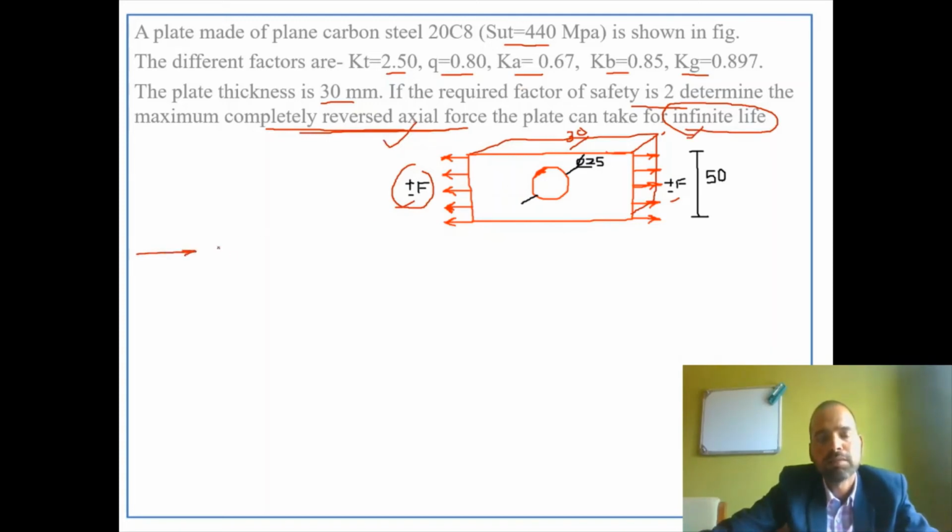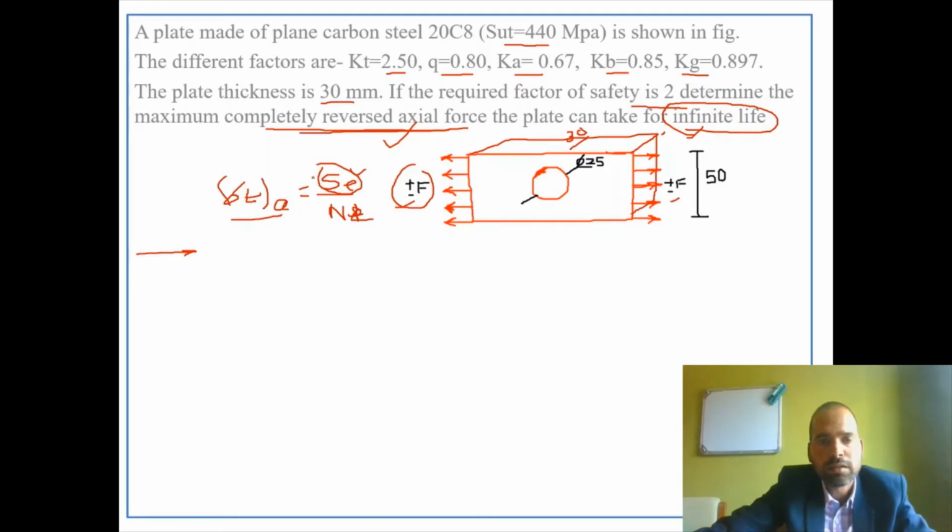Now, as we have discussed, this particular plate will be subjected to tensile stress, and as this is a completely reversed stress, we have to find out the tensile stress amplitude only, because the mean stress is 0 for completely reversed stress. This tensile stress amplitude will be given by Sc upon Nf, because whenever a component is subjected to infinite life, the criterion of design is Sc. Hence, stress is strength upon factor of safety. So, strength is endurance strength. So, the aim of this problem is to find out F.